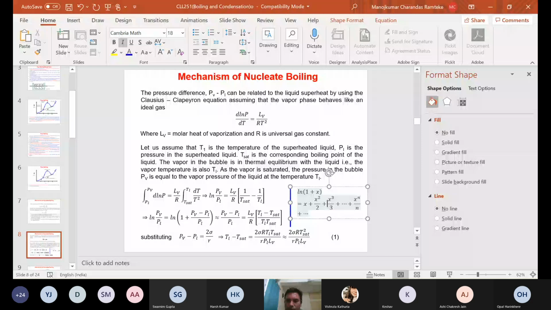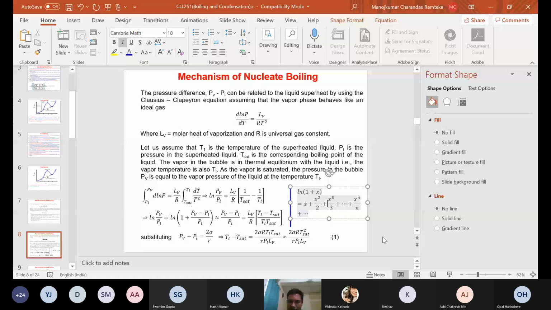So ln(PV/PL) can be represented just as (PV minus PL)/PL. So we have used only the first term of the Taylor series expansion and all other terms are omitted here. So (PV minus PL)/PL equals (LV/R) times the square bracket, which is further simplified as (TL minus Tsat) divided by (TL times Tsat). Again, PV minus PL we can write from the Young-Laplace equation as 2 sigma by r, so that we can put it in this equation and simplify.